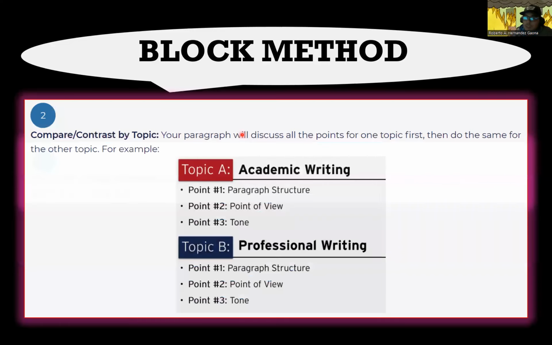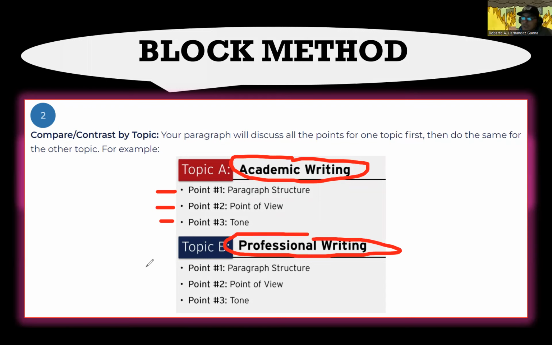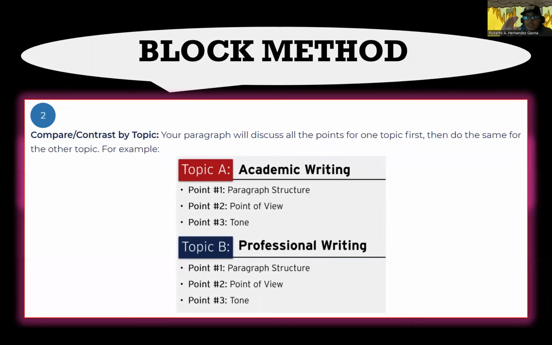Now, the body of the paragraph is going to be as follows. Like we said, we are focusing first off on one topic, so academic writing. And here are the 3 points that we want to mention about academic writing. After we're done with that, then we're going to talk about professional writing. And again, the 3 points that we want to mention about professional writing. So this is the structure for block method. It's going to be topic by topic.